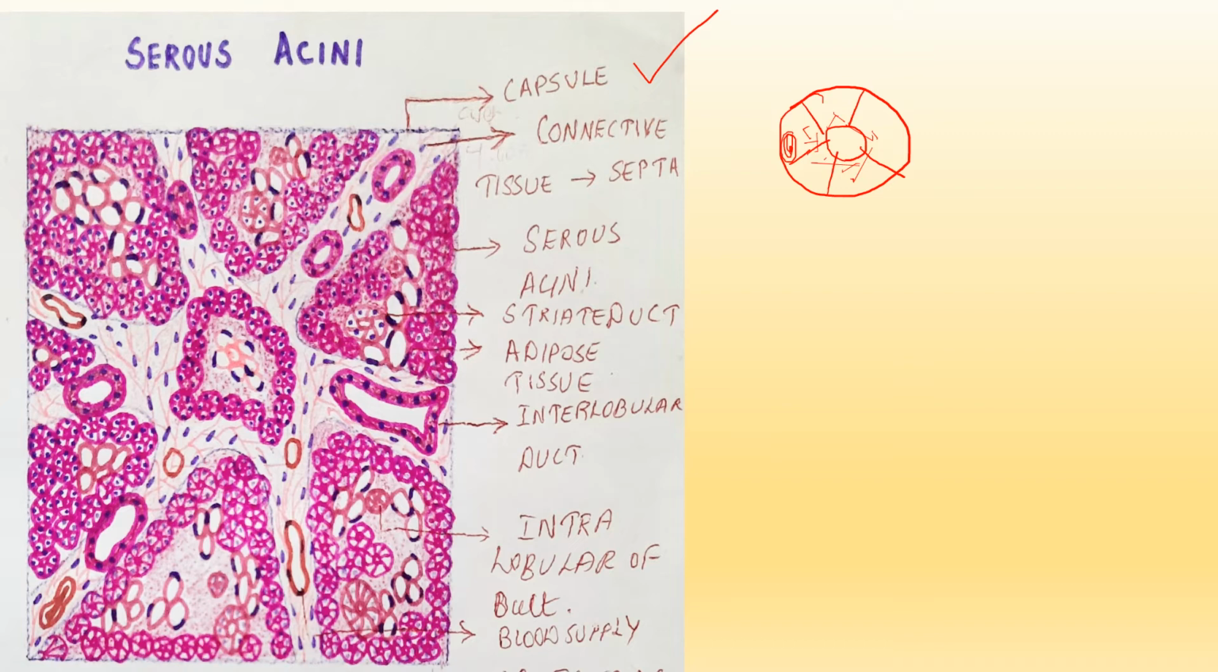Here you can see the striated duct, and the striated duct merges to form the interlobular duct, and then the interlobular duct finally forms the interlobar duct, which finally forms the main duct. The main duct drains into the oral cavity. So within the lobules, you can see an intralobular duct and then striated duct. Apart from that, you can see some adipose cells.